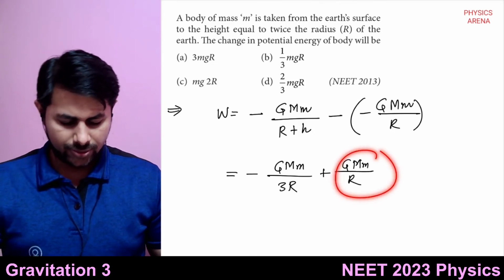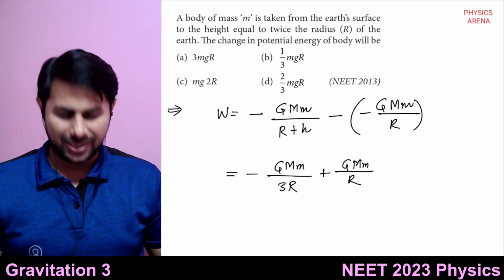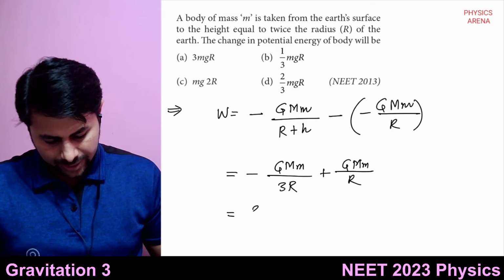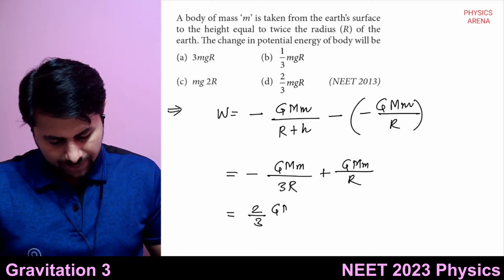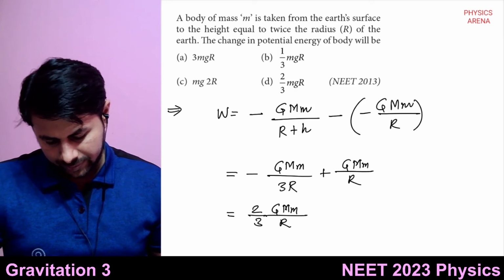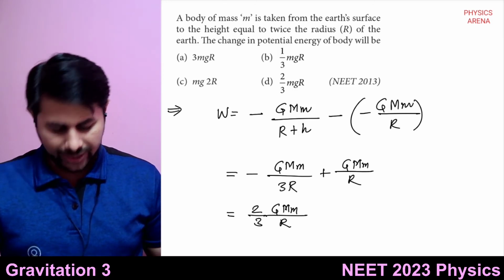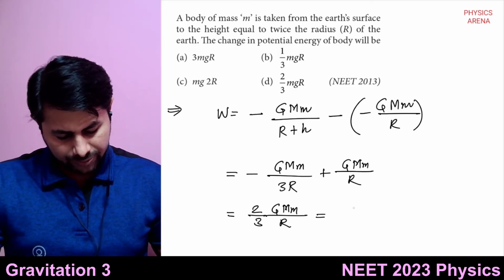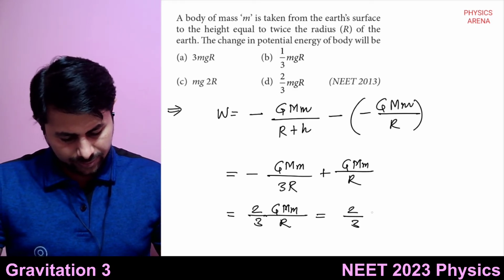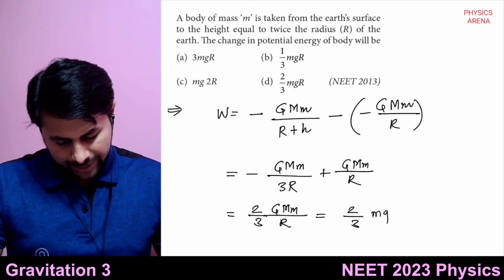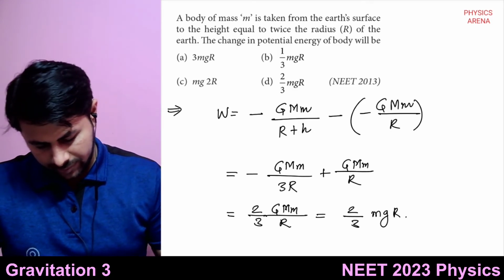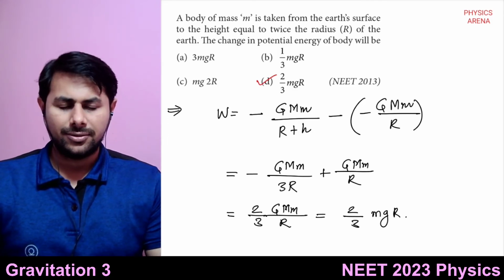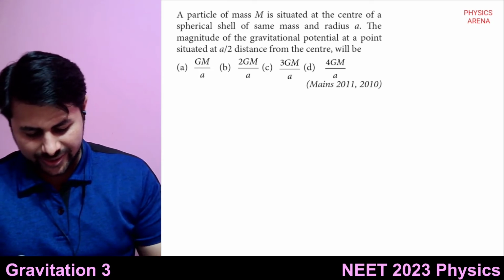Okay. So 1 minus 1 by 3 we can say multiplied by GMm upon R. So it is 2 by 3. Right. So it is 2 by 3 GMm upon R. And then we can substitute GM equals gR square. So then this will be equal to 2 by 3 multiplied by mgR, right? Yeah. Let's discuss the next question.